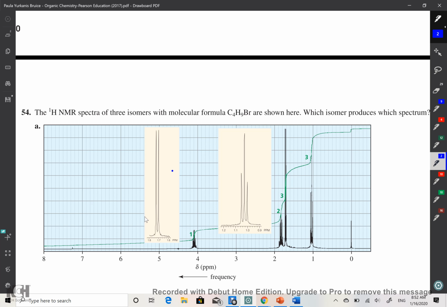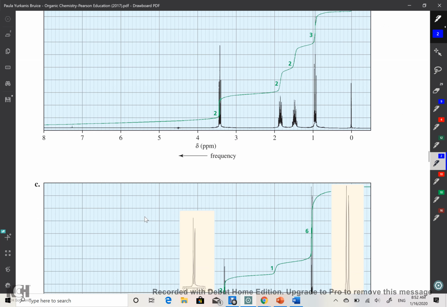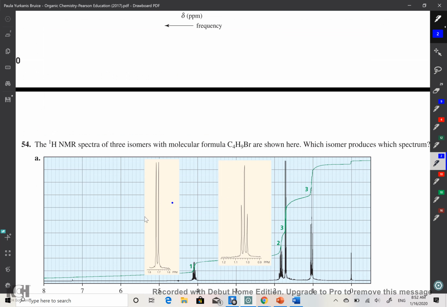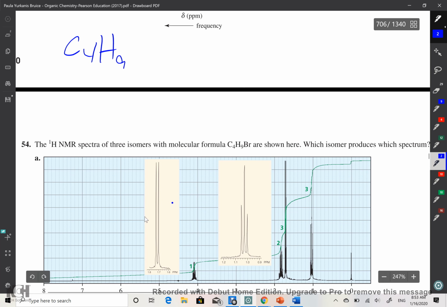So we have 3 spectrums for 3 isomers, and we need to match them. Which isomer produces which spectrum? So we are looking at the isomers of C4H9Br. The first thing we have to do is to draw the structure of all the 3 isomers. Does that make sense?